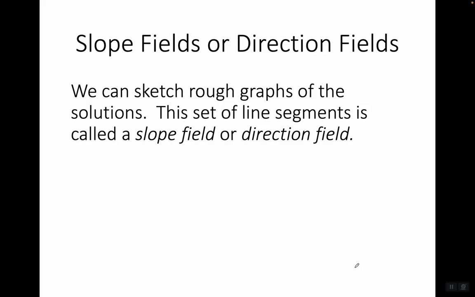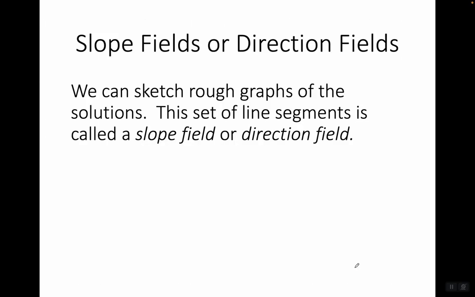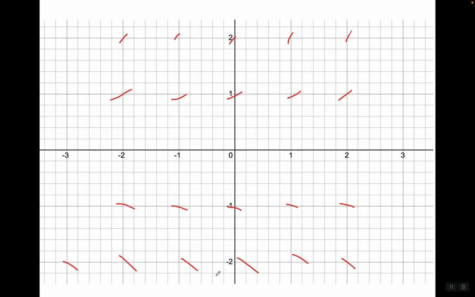So this set of line segments that I've just graphed is called a slope field or direction field. Right now, it seems like no big deal. Why are we learning this at all? But the cool thing is that we can sketch rough graphs of the solutions. Let me show you how we do that.